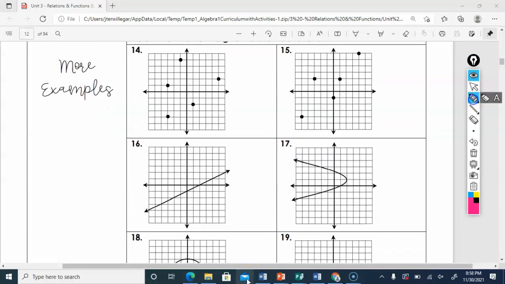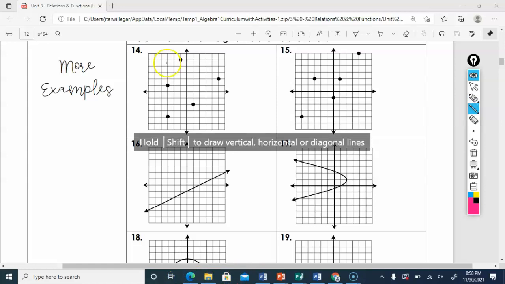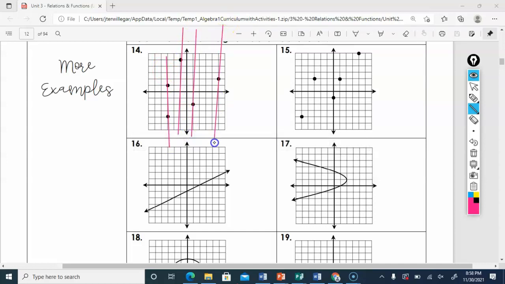All right, let's try it. Let's do some examples. So in 14, if I draw a vertical line through my points as good as I can. Oh my gosh, that's terrible. But if I draw these vertical lines, I hit the graph more than once right there. Because I hit the graph more than once, it is not a function.